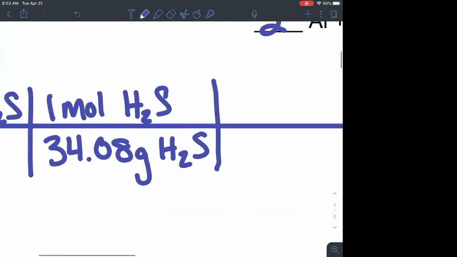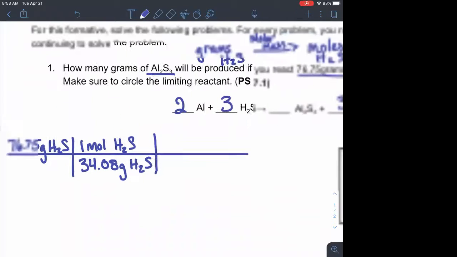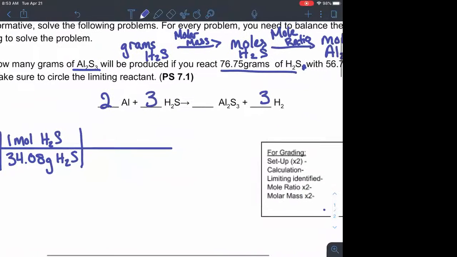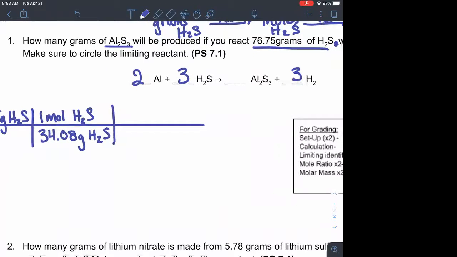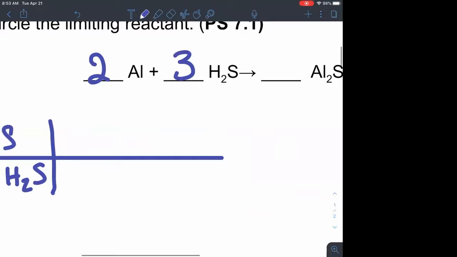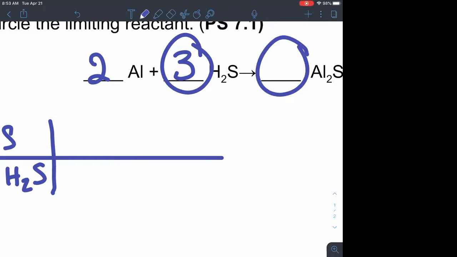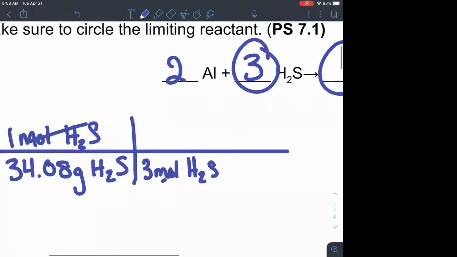Now that we're into moles of H2S, we need to go from moles of H2S to moles of aluminum sulfide using the mole ratio. Where do you get the mole ratio from again? That's right, you get the mole ratio from the balanced equation. So we're going to look at our balanced equation. We know that 3 moles of H2S is needed to make 1 mole of aluminum sulfide. So we have 3 moles of H2S on the bottom, that way those moles cancel, and the 1 mole of Al2S3 goes on top.